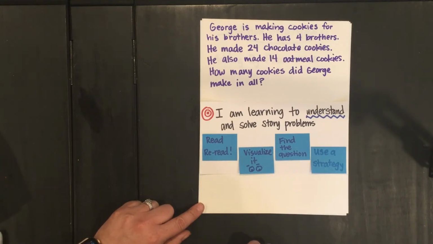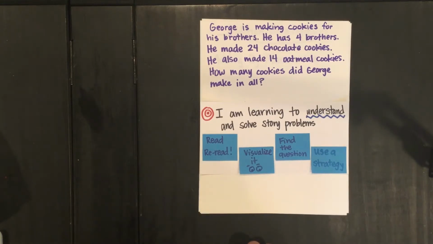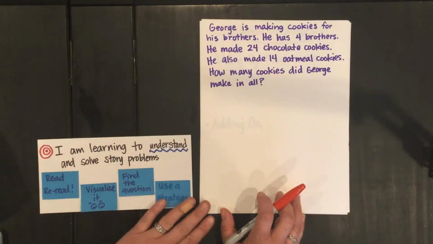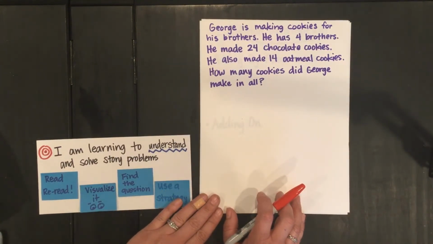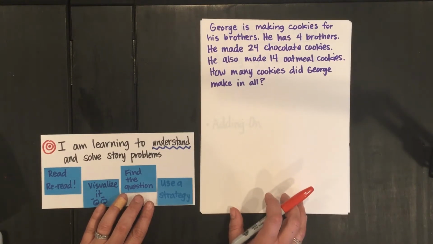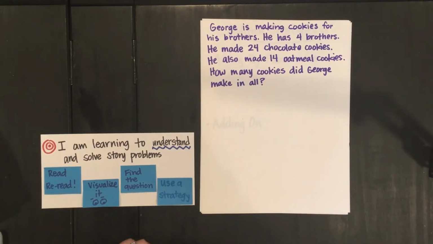Here's the first one we're going to look at together. The stories I'm showing you in this video are going to be very similar to the ones that you're going to be asked to solve on your own. So you're going to want to make sure that you're watching really closely to the problems that I model so that you can have success when you're trying it all by yourself. Here's our first story. George is making cookies for his brothers. He has 4 brothers. He made 24 chocolate cookies, and he also made 14 oatmeal cookies. And I'm wondering, how many cookies did George make in all?